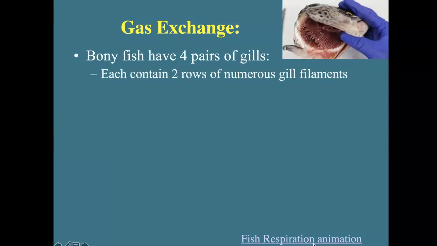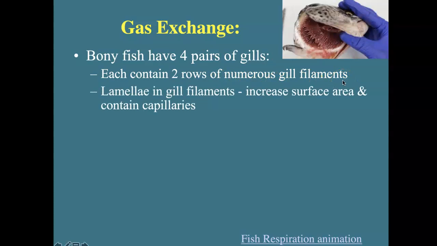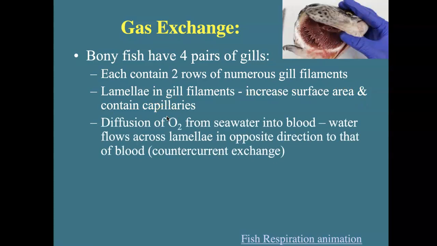So again, just as a reminder, bony fish have these 4 pairs of gills. They're going to be bright red in coloration because they have blood vessels running through those gill filaments. I say 4 pairs because there's 4 gill arches on one side and 4 gill arches on the other side. Each of those gill arches is going to contain 2 rows of gill filaments, okay? And then the lamellae are going to be these folds on the gill filaments that increase the surface area. And they contain lots of capillaries.